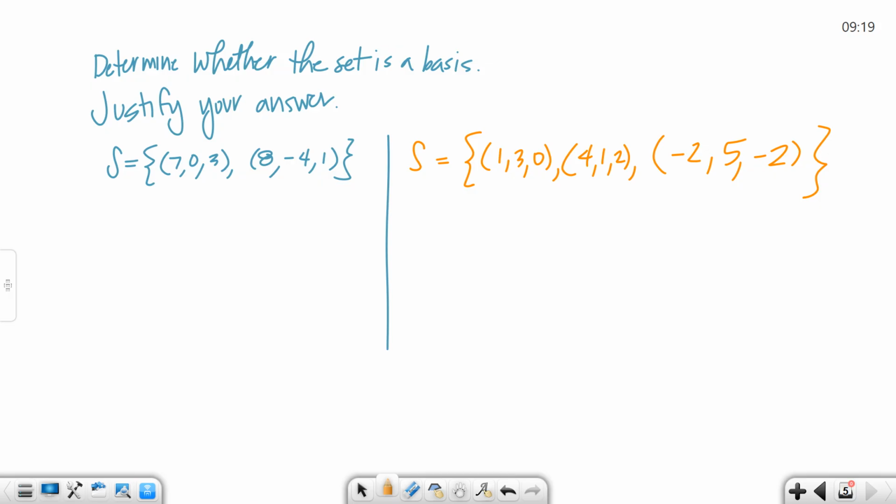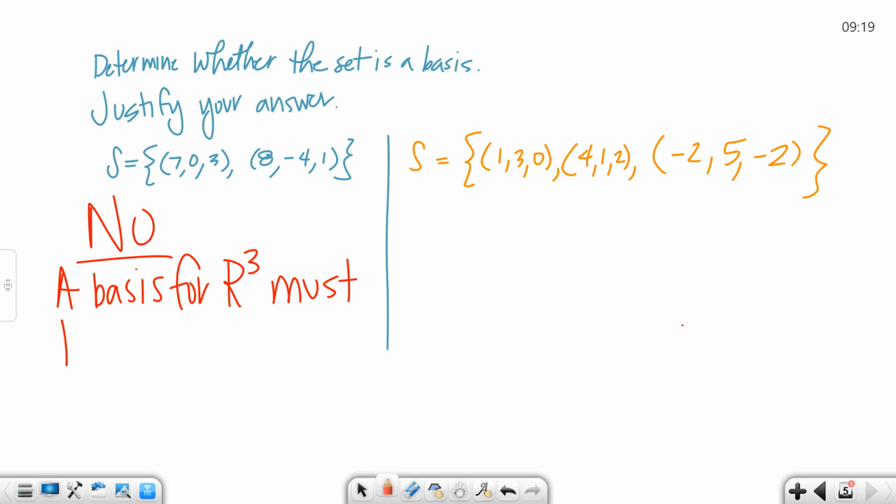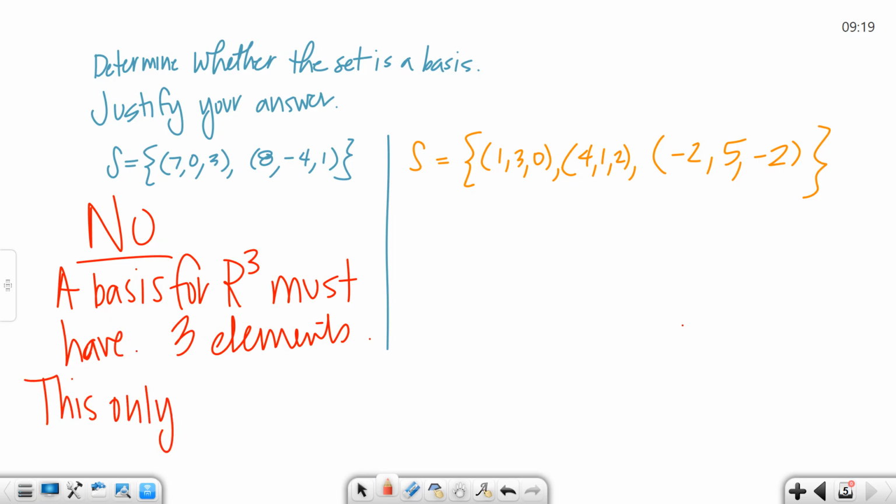All right, so here's our answers. Determine whether the set is a basis, justify your answer. This answer is no. Okay, flat out. No work needed. No, and the reason is a basis for R3 must have 3 elements. And this one doesn't. This one only has 2. And that's how we could say. Any questions with the first one?